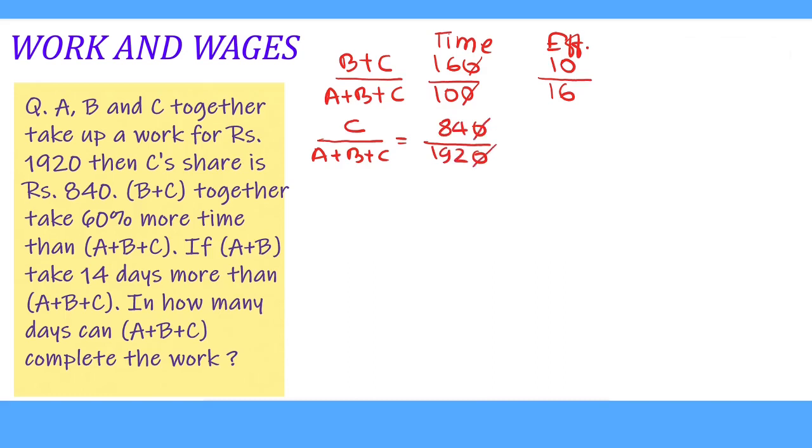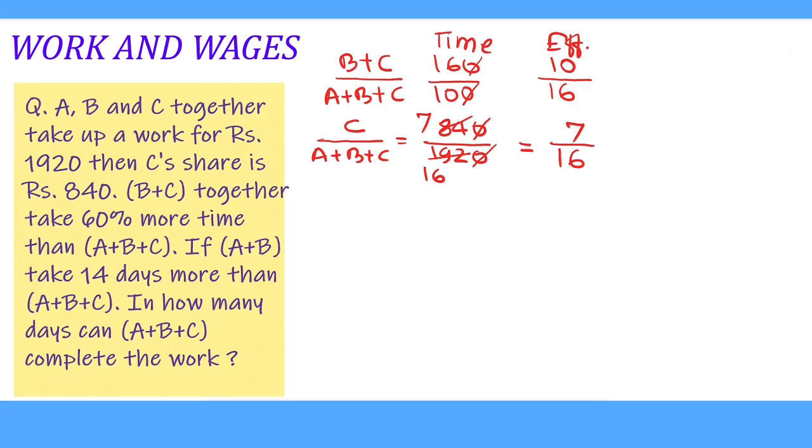The zero of the numerator is cancelled by the zero of the denominator, and 12 divides 84 seven times, and 12 divides 192 sixteen times. So the efficiency ratio of C to A plus B plus C is 7 upon 16. Now in both cases the denominator is 16, so it is easy for us to compare. When the efficiency of A plus B plus C is 16, then the efficiency of B plus C is 10, and the efficiency of C is 7.